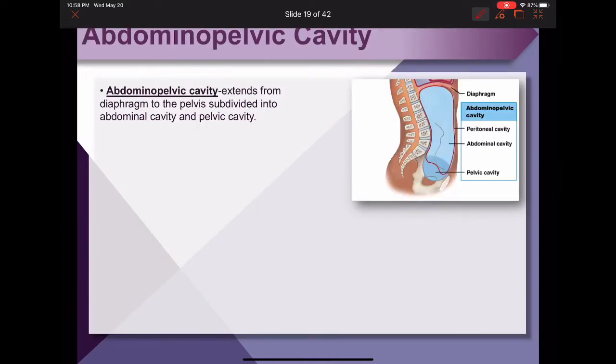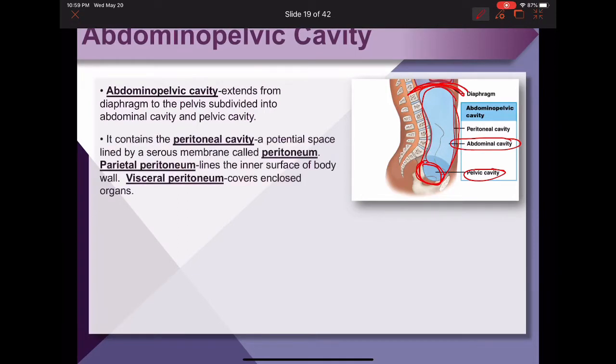So the next major cavity, like I said, is the abdominopelvic cavity, which is inferior to the diaphragm right here. This whole part is the abdominopelvic cavity, and of course, it's further subdivided into abdominal versus pelvic cavity. The abdominal cavity is right here, and the pelvic cavity is a smaller space down there. The abdominal cavity is lined by a serous membrane called the peritoneum.